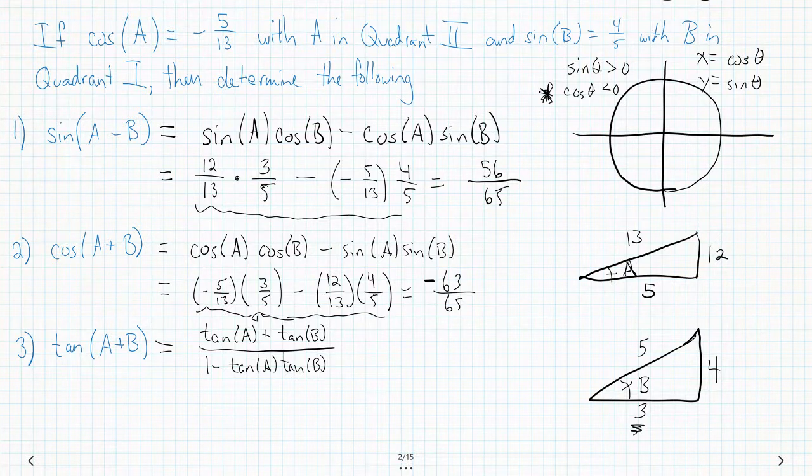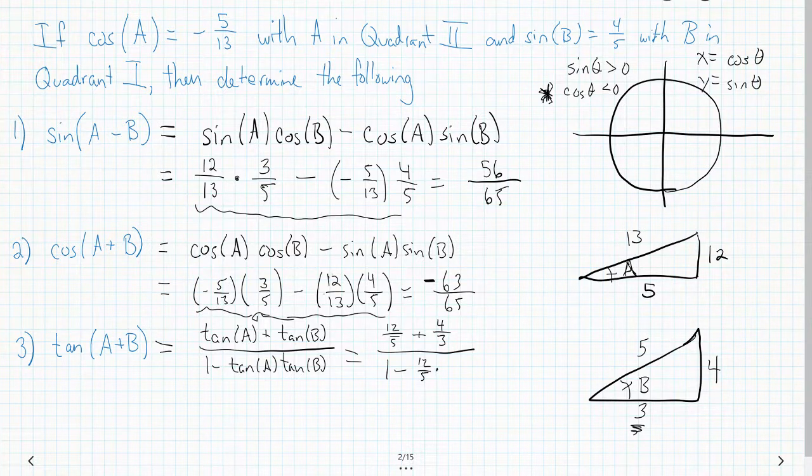So taking a look at this, what do we have? Tangent of A, what is that? Well, notice it's opposite over adjacent, so it would be 12 over 5. Okay, plus tangent of B. Well, in that case, opposite is 4, and then a 3 down below. So opposite over adjacent is 4/3. And then it goes 1 minus our tangent of A times tangent of B. Well, tangent of A, once again, we already had is 12/5, and tangent of B was 4/3, so times 4/3.